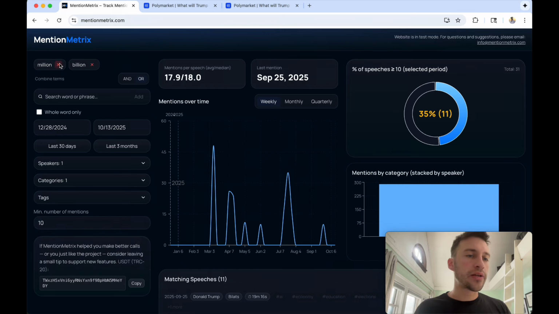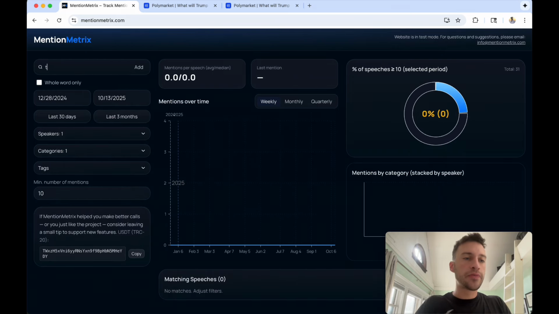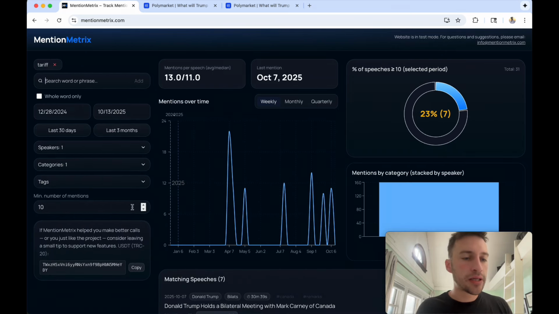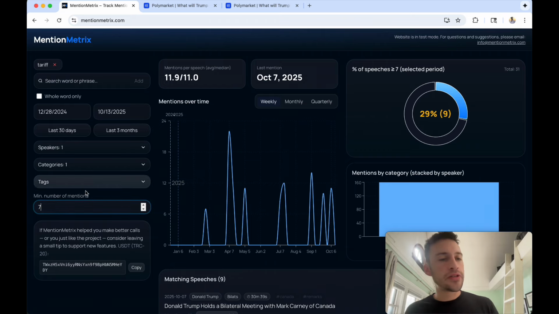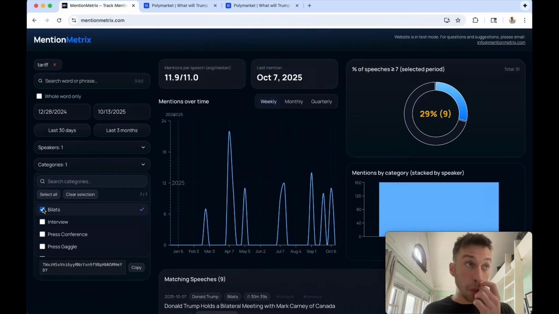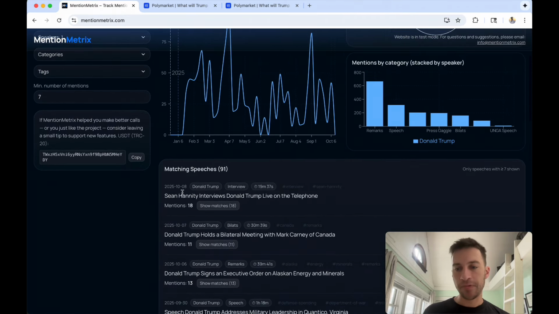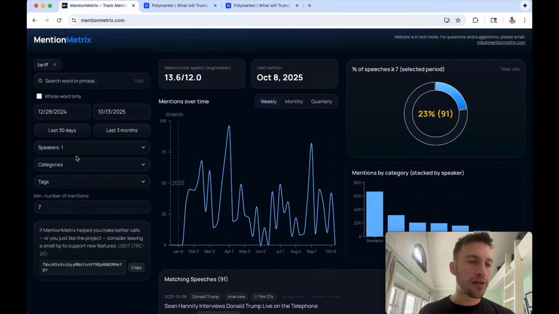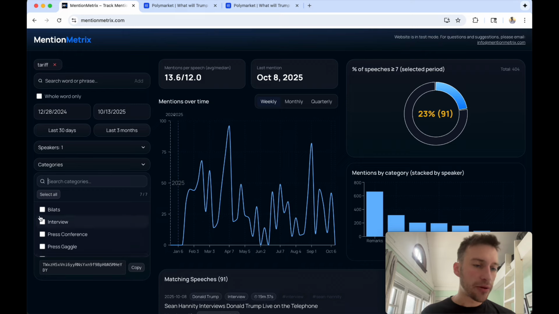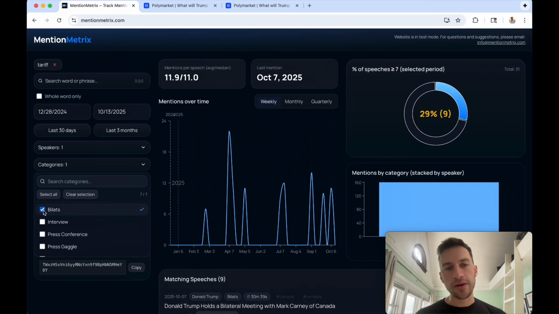What we're going to do is click this. I'm going to type in tariff, and we are going to click 7. Let's first do just general, not bilateral. Generally, he's going to say it 7 times in 23% of events. You can see all those speeches and events down here, so you can see how recent they are versus how not recent they are. Now let's go to the more important one, because this is bilateral. In bilateral, he will say it 29% of the time.